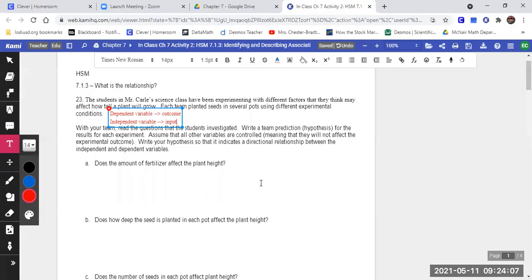So a dependent variable is the outcome. An independent variable is the input, the one that's being changed to see what happens. So what would be a letter? Which one of our letters, X or Y, would be the input? Which is the one that we're always changing? The X or the Y? When we do our table of values, which is the one we're changing? Because inputs are the ones that are changed.